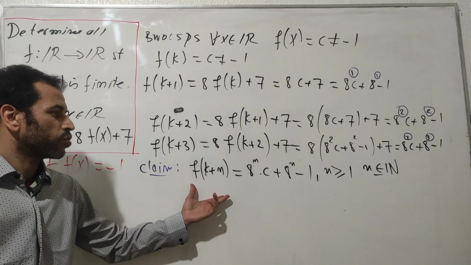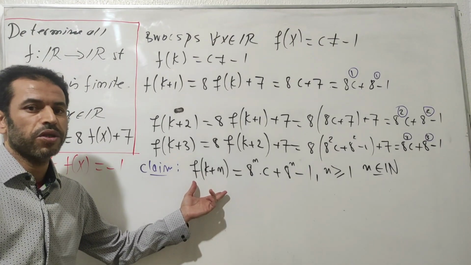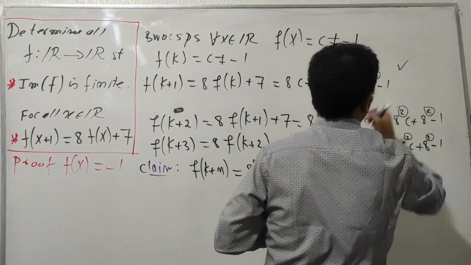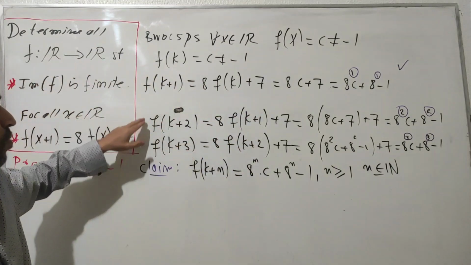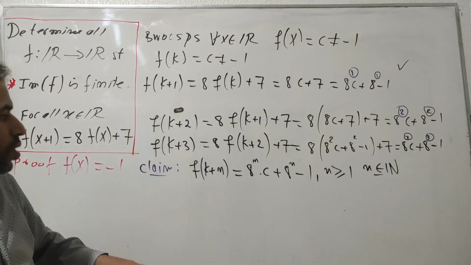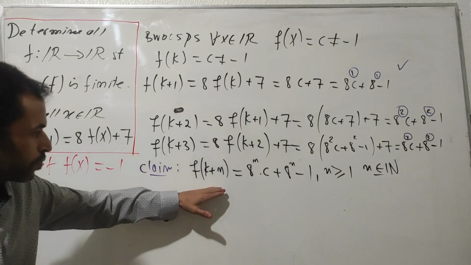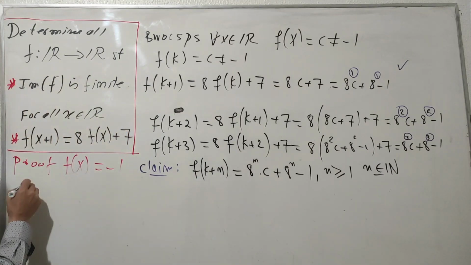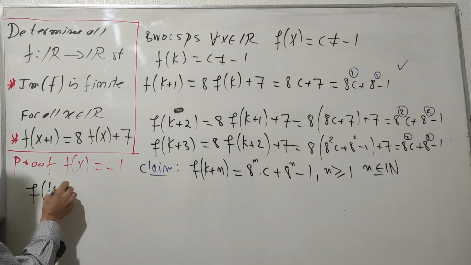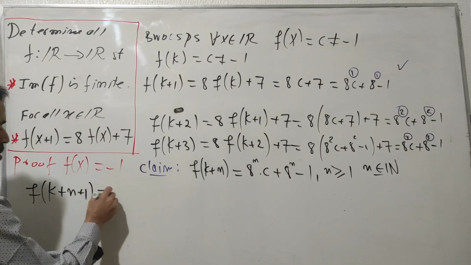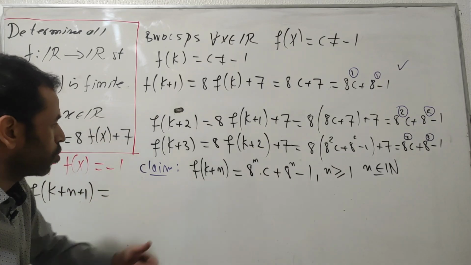Now we are going to prove this one. We are going to use the induction hypothesis. The base case is already gone with these 3 values that I have calculated. So let's assume this one is true by using mathematical induction. So we get f of k plus n plus number 1. So we need to prove this one is true also.